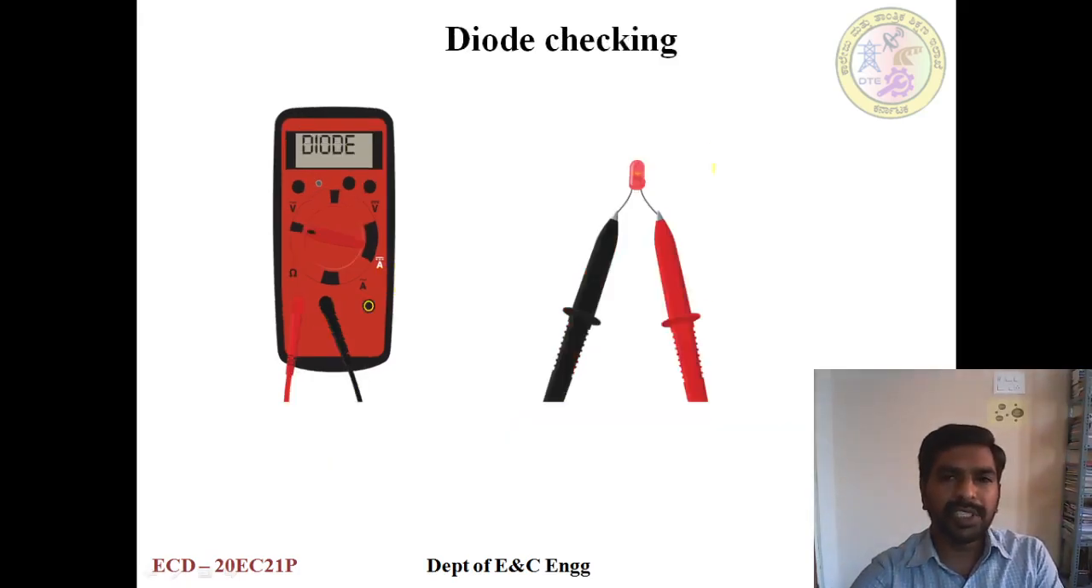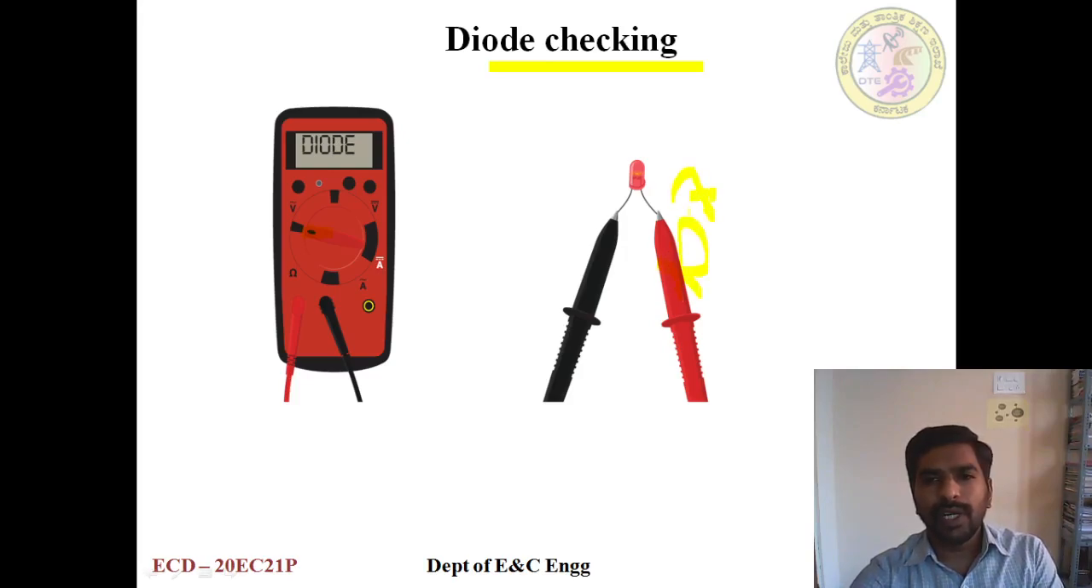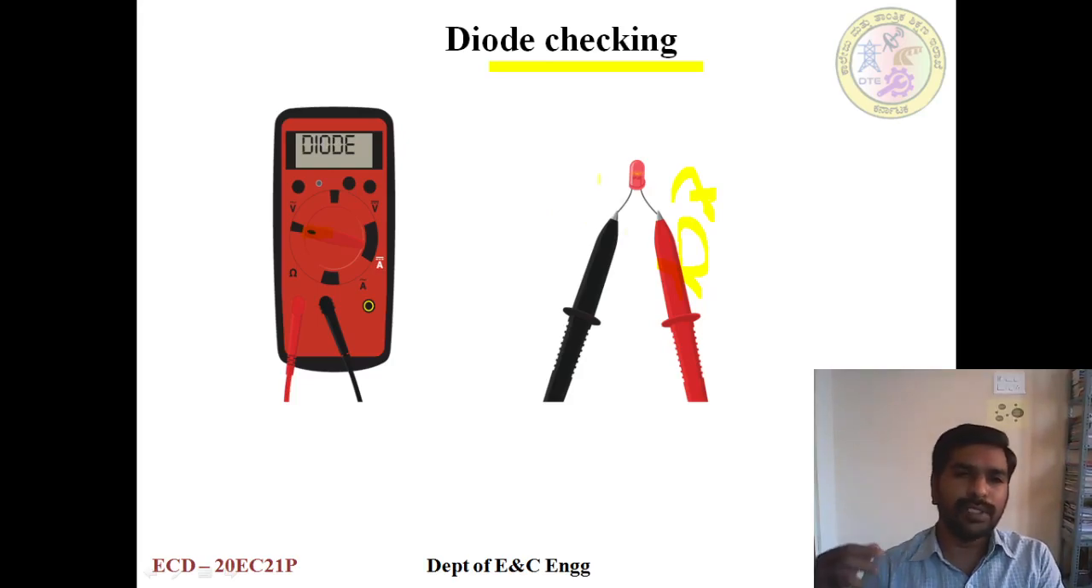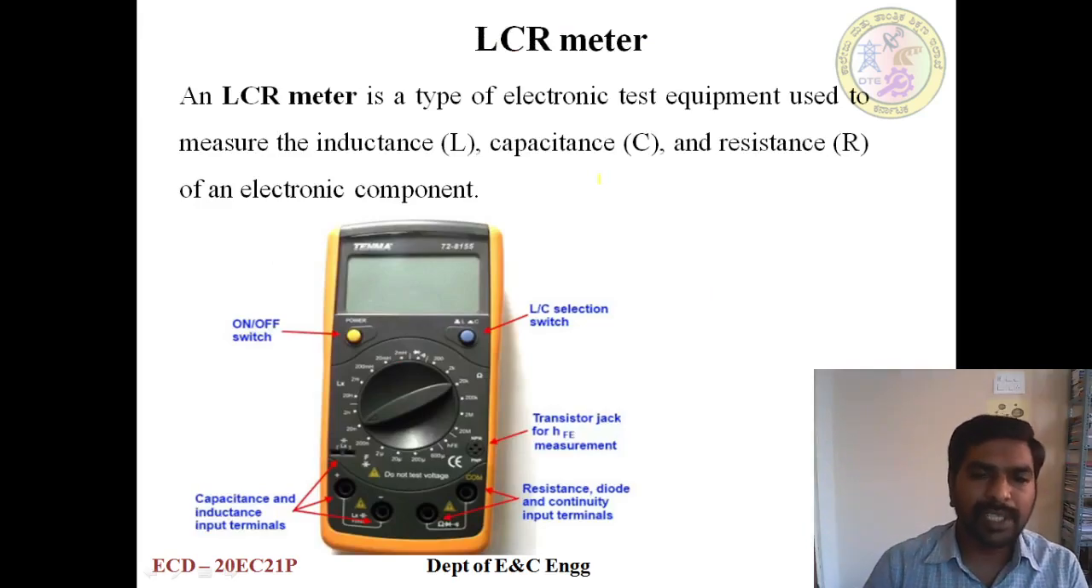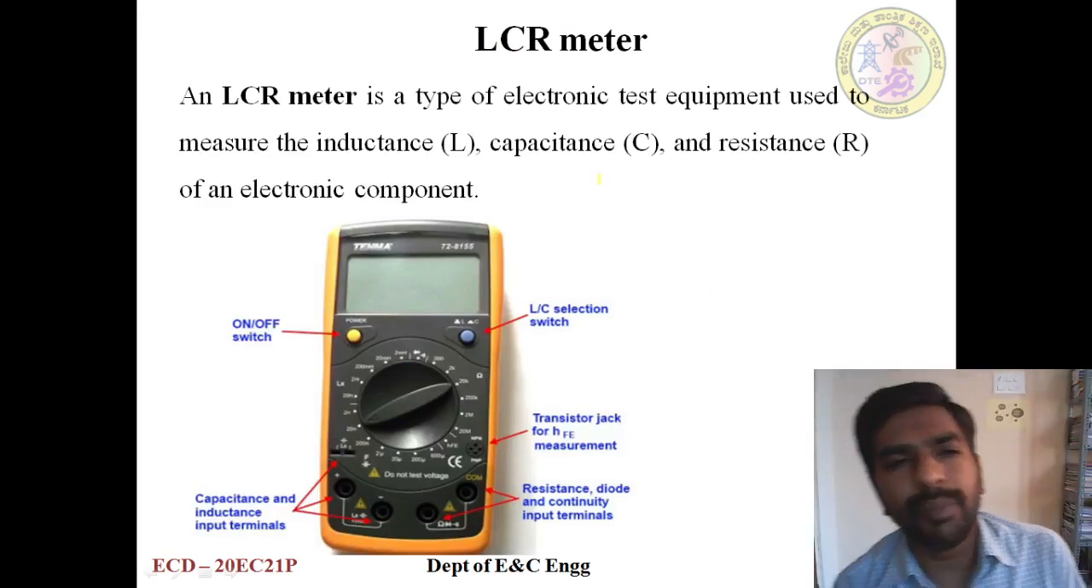And if you want to do diode checking, you can place the meter knob into diode mode, and place the red positive probe on the anode and the black on the cathode. It will display the diode breakdown voltage. This way we can do diode checking. We'll discuss in a coming section in detail how a diode can be tested.